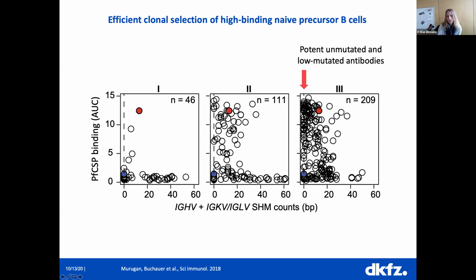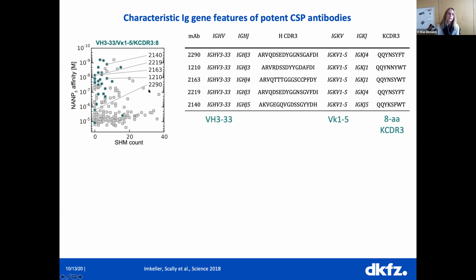So this was interesting to us, and we wanted to understand more about the gene features of these germline antibodies. And when we looked at the gene features of several of these antibodies that showed really high affinity to the NANP epitope here, we found that many were using the same VH-V light chain gene combination. So always a 333 VH gene segment in combination with the V kappa 1,5. And it was also striking that the kappa CDR3 length was mostly limited to 8 amino acids.